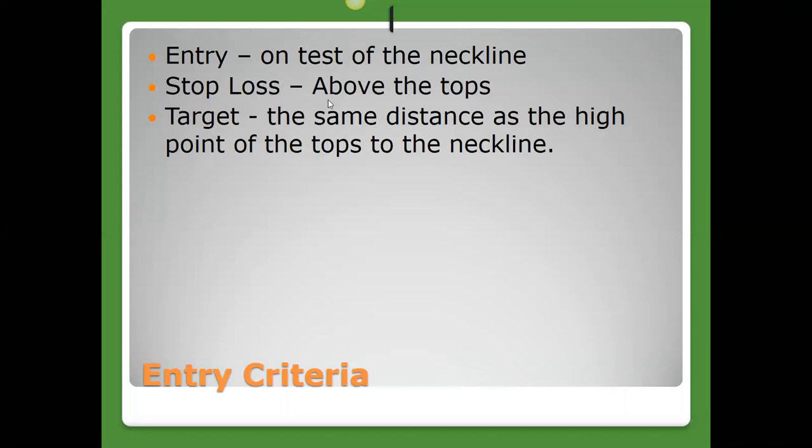Our stop loss would go above the tops in this case because we are looking for price to go down, and this will be a short entry. We are taking a short, so we are bearish in this scenario. Our target will be the same distance as the high point of the tops to the neckline. So we can just measure that, and then we'll place our take profit at that target level.